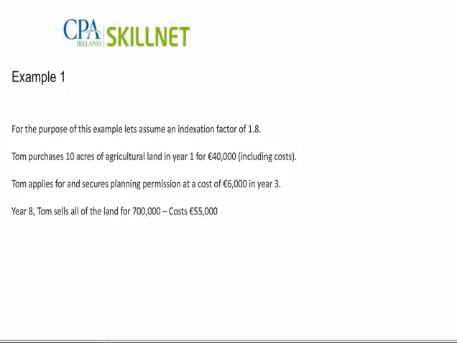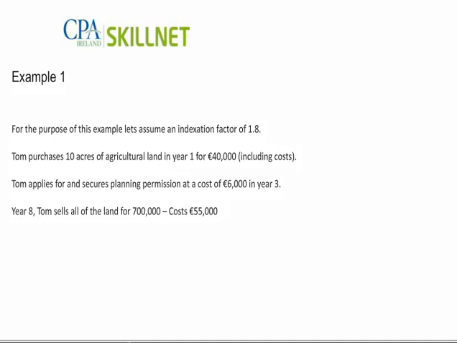That's a key concept for capital gains tax. So let's just take a simple one, and in this case I'm just taking an indexation factor of 1.8. Tom purchases 10 acres of agricultural land in year 1 for 40,000, and it's purely agricultural land. Tom applies for and secures planning permission that costs 6,000 in year 2. In year 8, Tom sells all of the land for 700,000. And the costs of sale, the auctioneers or solicitors' fees, etc., 55,000.